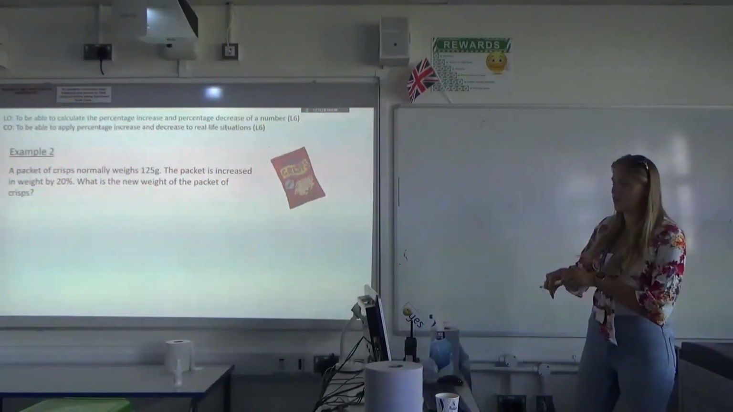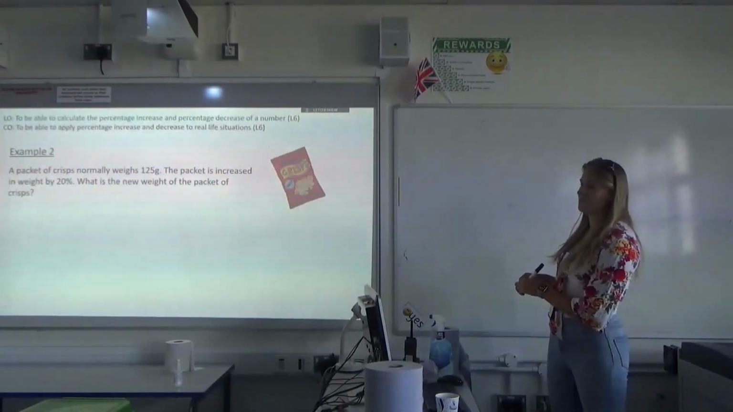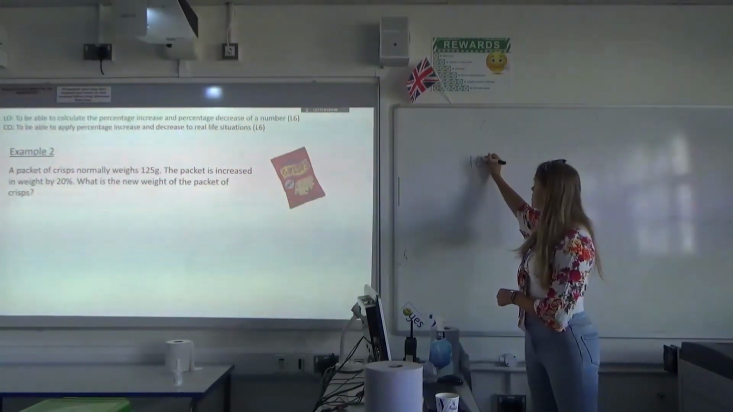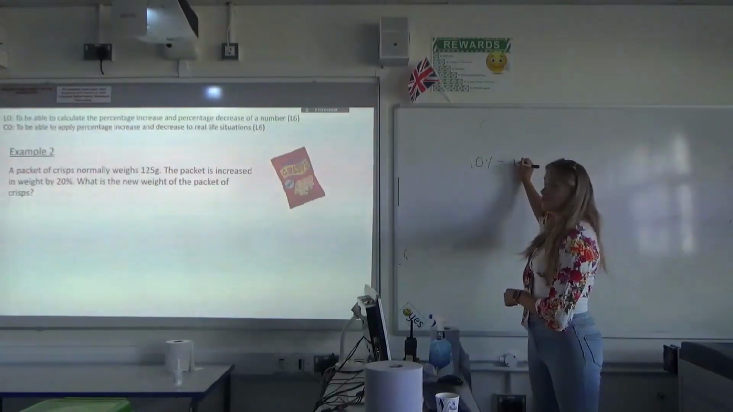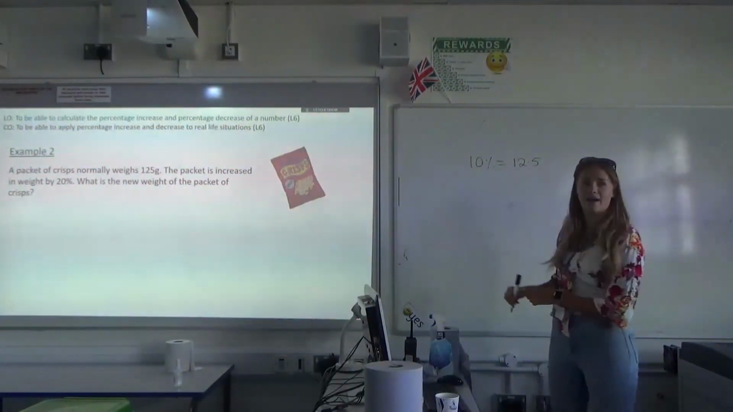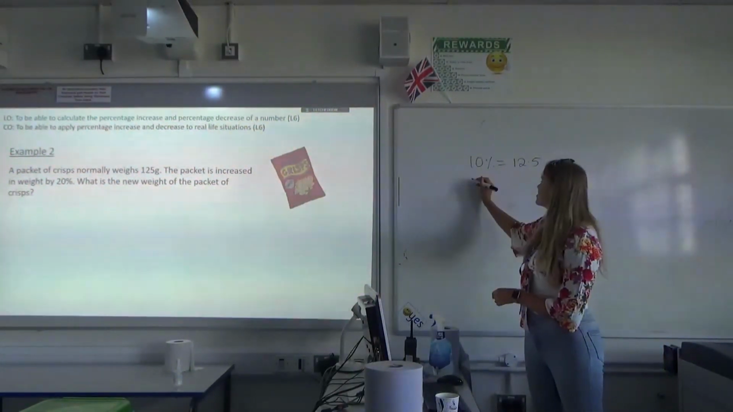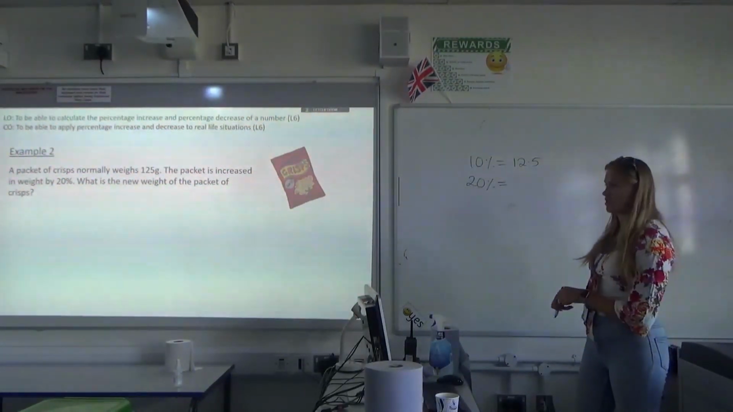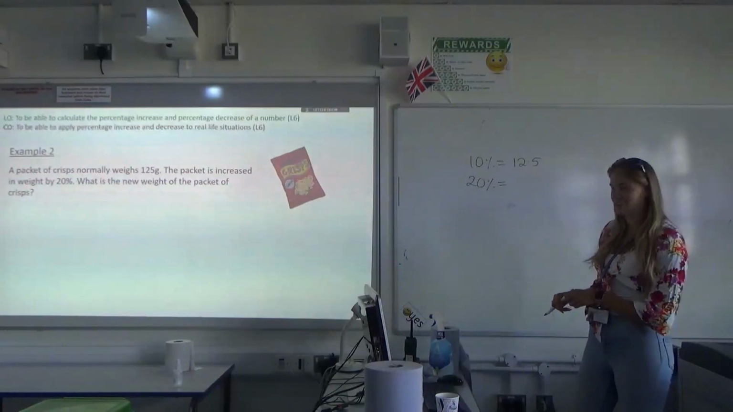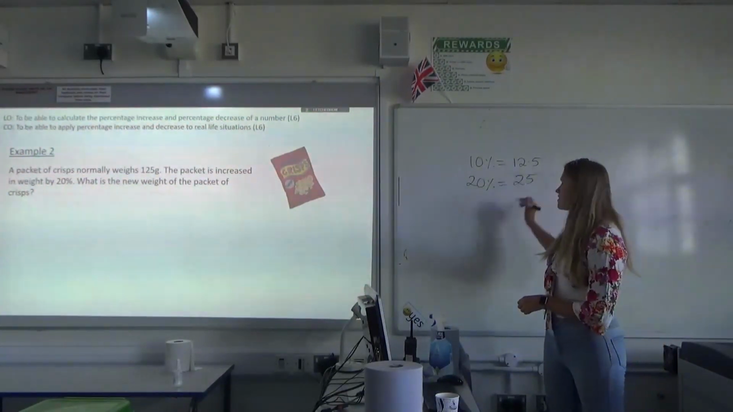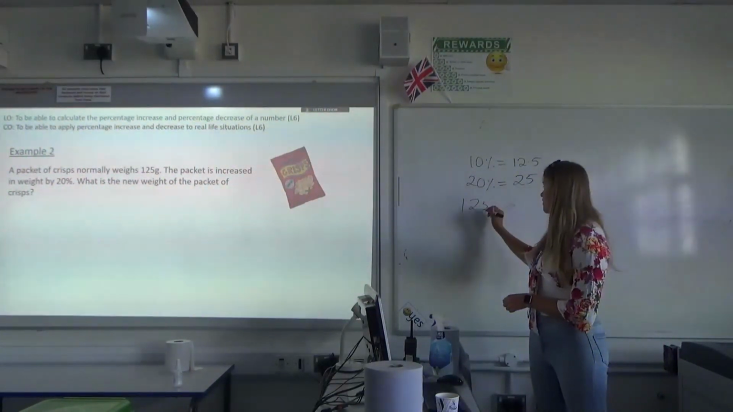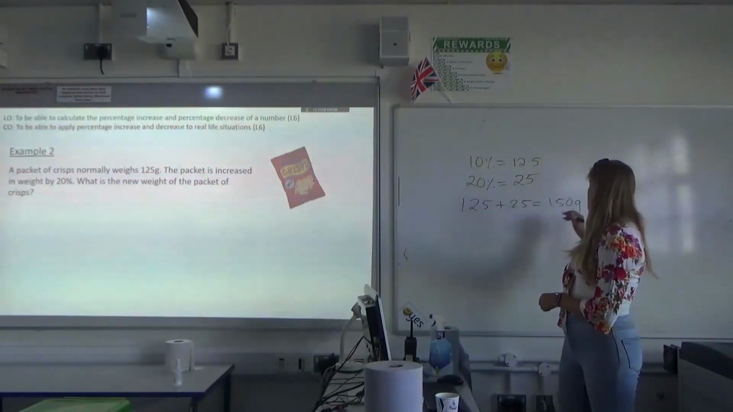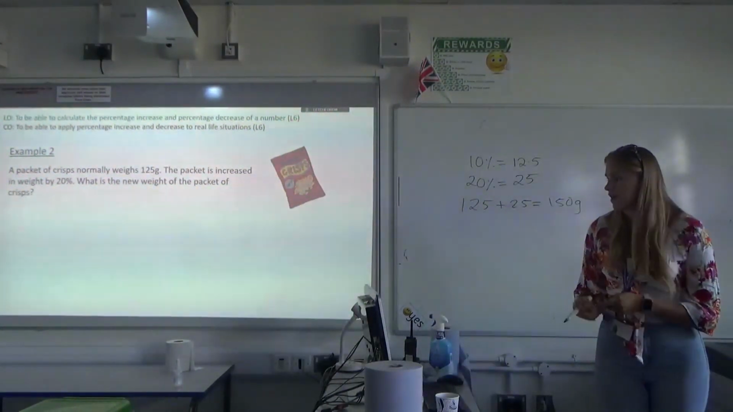What is 10% going to be? 10% of 125? 12.5, good. And what is 20% then? Good, times it by 2. 25. And then we're just going to add that on. We've got 125, add on our 25. The new weight is 150 grams.